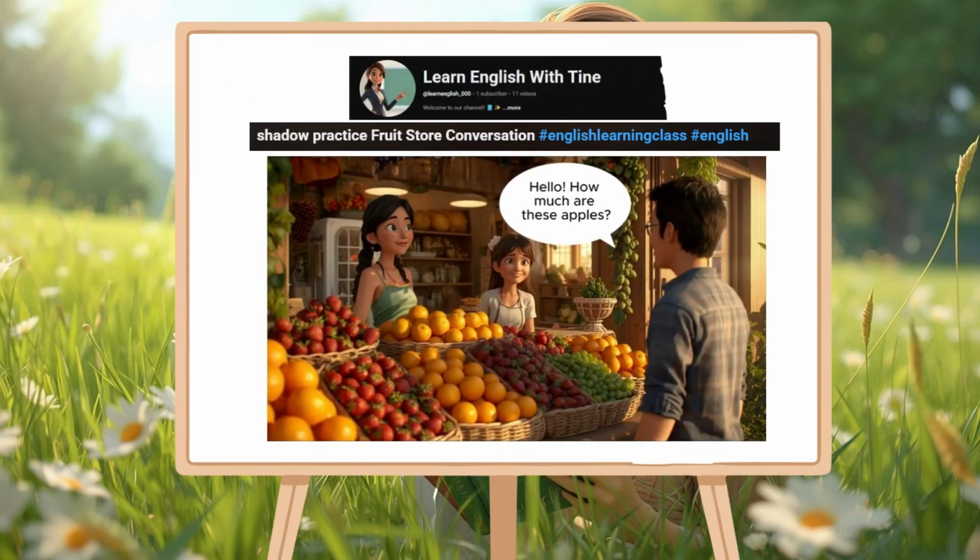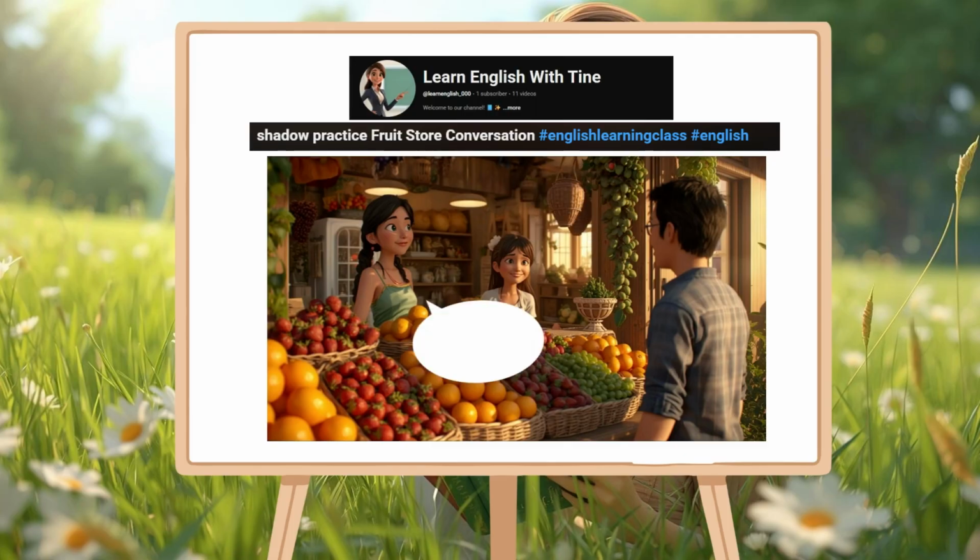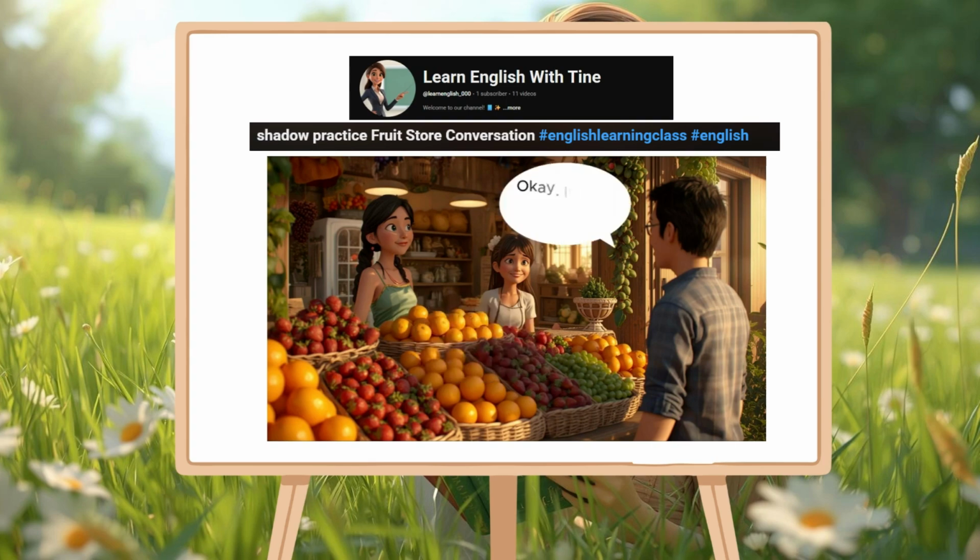Hello, how much are these apples? Hello, they are $3 per kilogram. Okay, I'll take 2 kilograms.